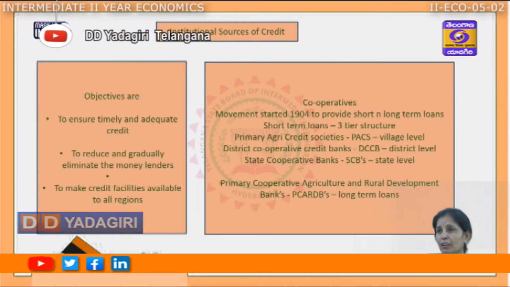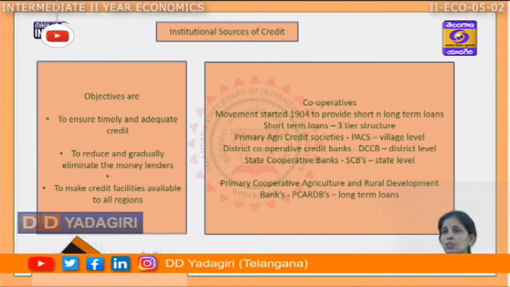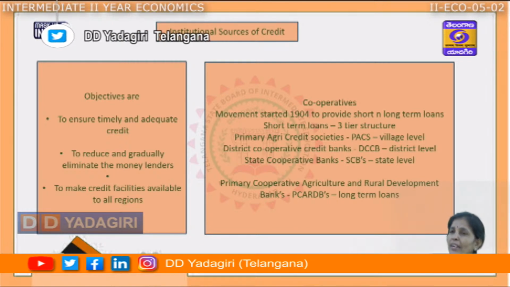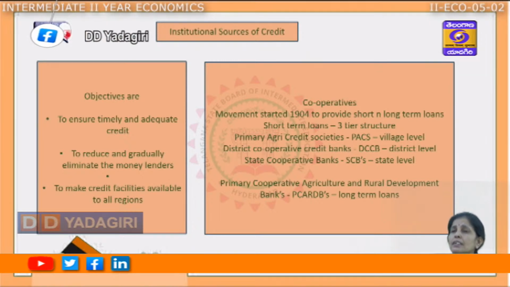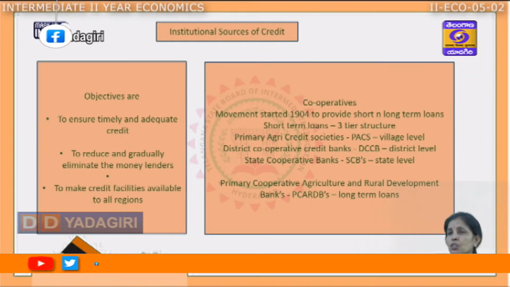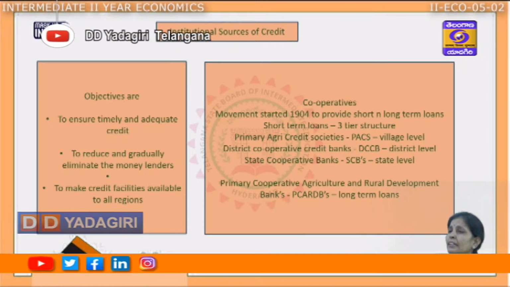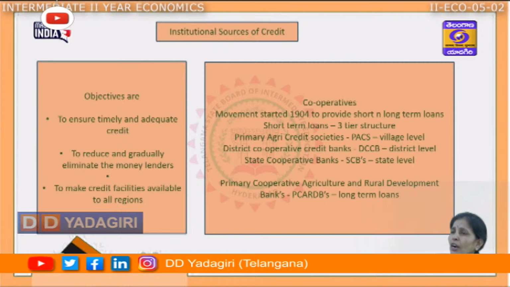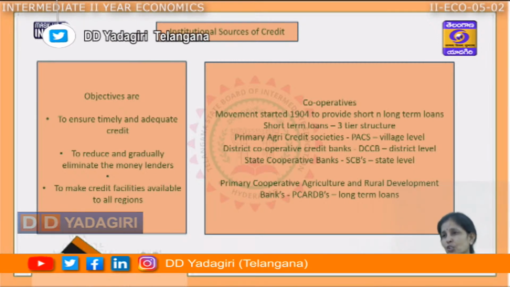Let us talk about the institutional sources of credit. Their basic objectives are to provide timely credit and adequate credit, and to eliminate all the money lenders. Here the cooperative movement started in 1904 to provide short and long-term loans, and this works under a three-tier structure.